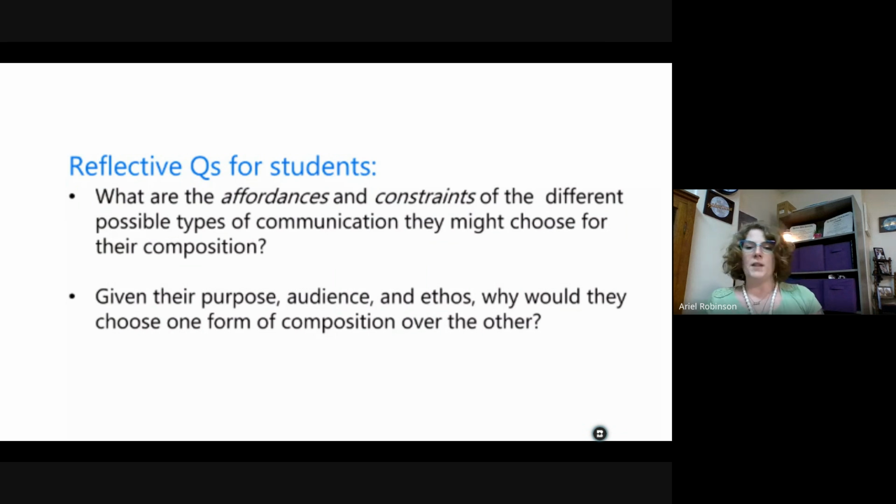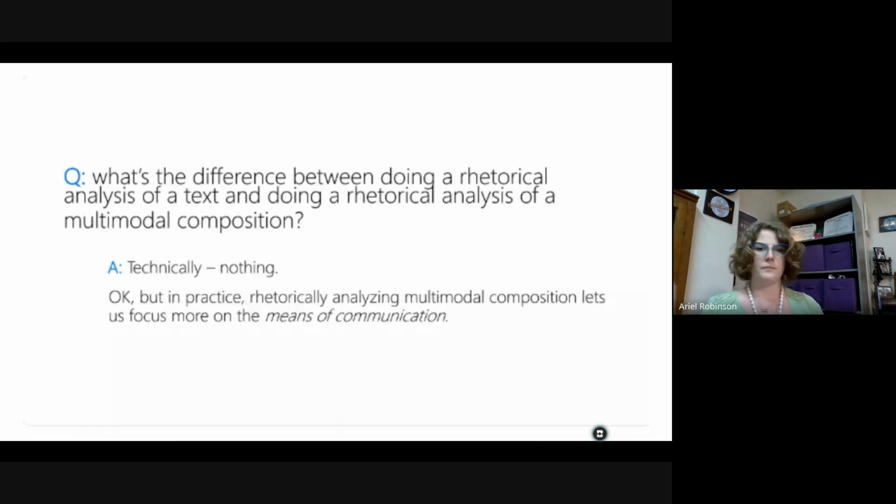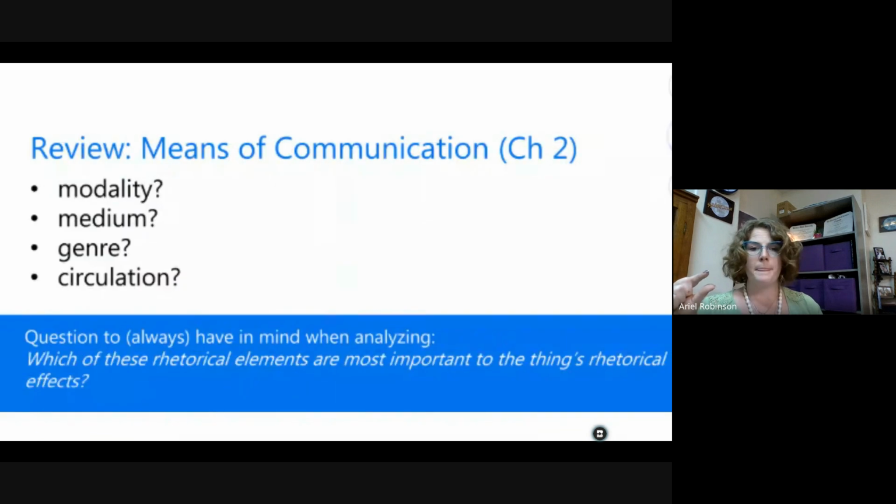What are different types of communication and how are they limited, and then how do they actually give you more depending on what the modality is? Like with alphanumeric text you have more explanation, right, but very little input visually. So what's the difference between doing a rhetorical analysis of text and a rhetorical analysis of multimodality? Nothing really. But in practice, rhetorically analyzing multimodal composition lets us focus on the means of communication, not just the actual lines themselves. So the means of communication, what does that mean?